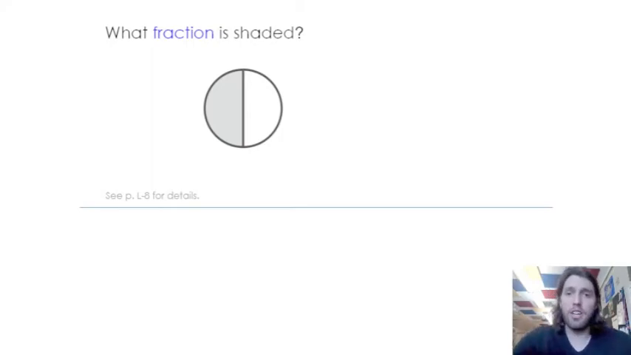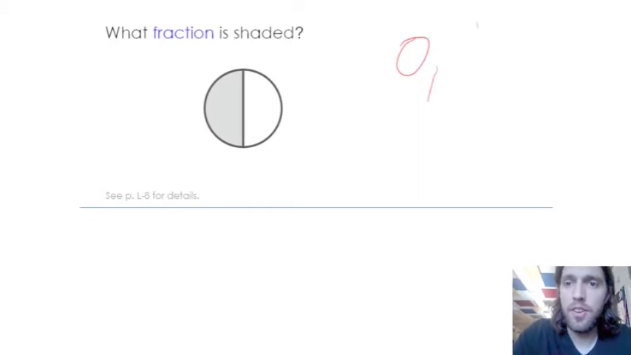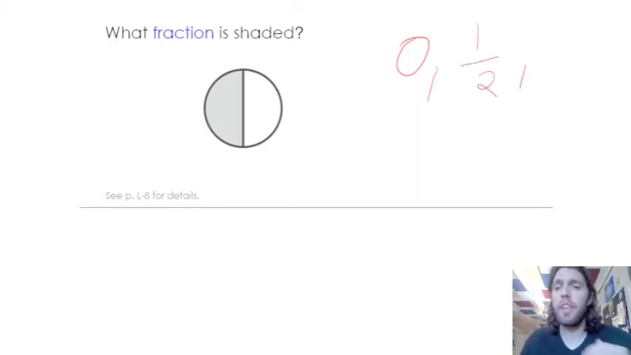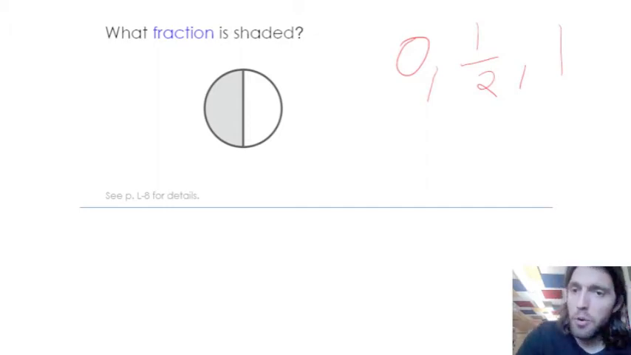So, a benchmark is either 0, 1/2, or 1. The reasons we use 0, 1/2, or 1 is they are very common numbers that we know how to use, that we can use to compare fractions to see which one's larger or which one's smaller. So in these cases, we're most likely going to be using 1/2 the whole time.